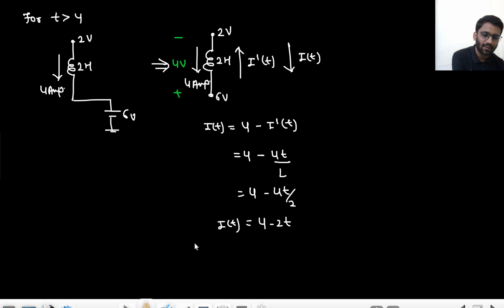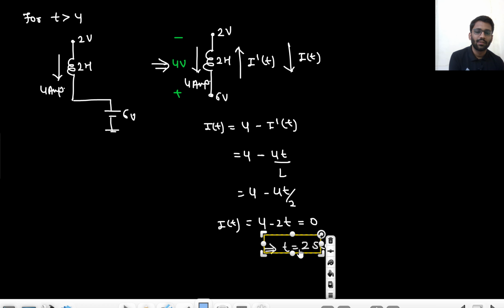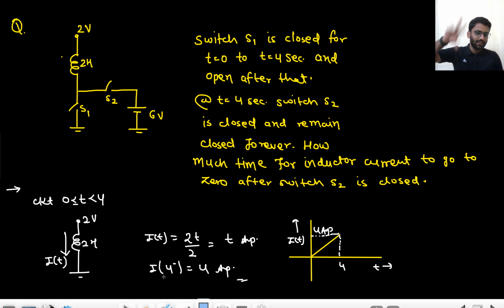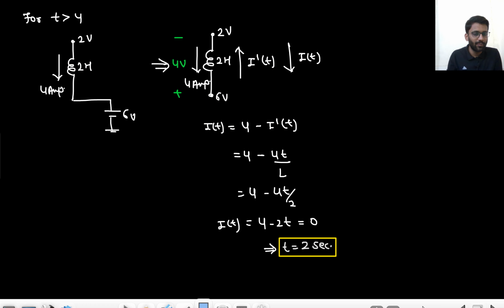So when does I(t) go to 0? So the t value you get is 4 by 2, right? At 2 seconds. So at 2 seconds, your current goes to 0. So what did you understand? In 4 seconds, 4 ampere current was developed because of this 2 volt. Now, because of 4 volt, there will be current in the opposite direction. So because of 4 volt, how much current will be developed in 2 seconds? That will also be 4 ampere. Are you getting my point?